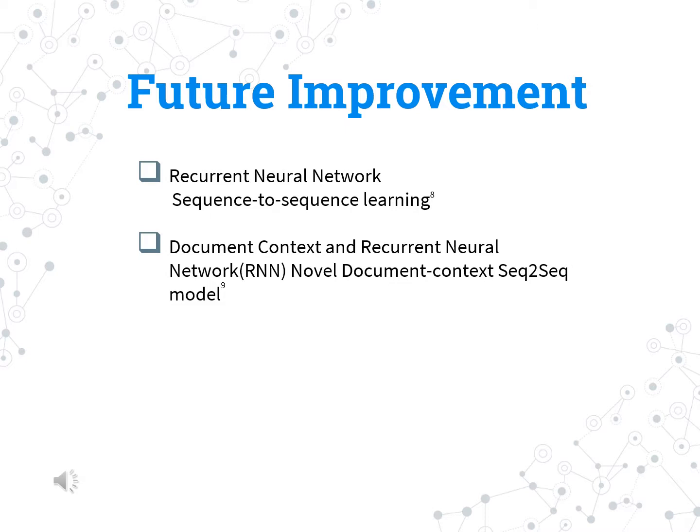The major future improvement is using neural networks. Sequence-to-sequence learning abstractive summarization has much better performance than extractive summarization, and the document content and recurrent neural networks such as the normal document content sequence-to-sequence model even have a better ROUGE result than Google sequence-to-sequence, and this text summarization tool is extendable. It is easy to add state-of-the-art summarization approaches.